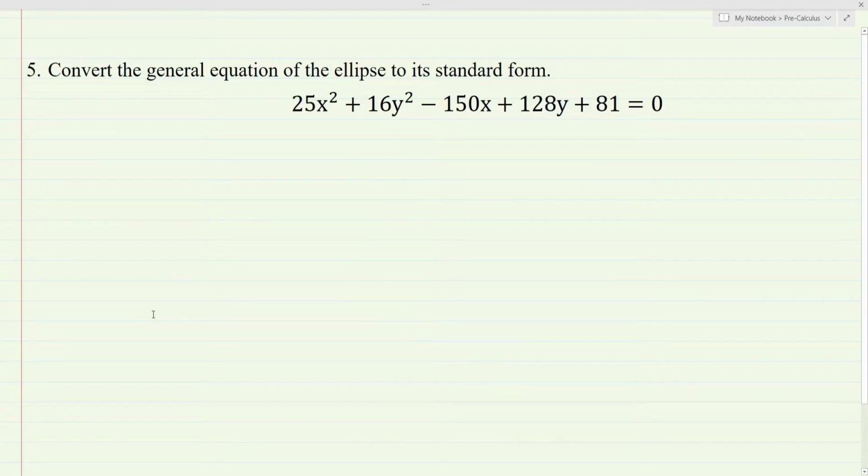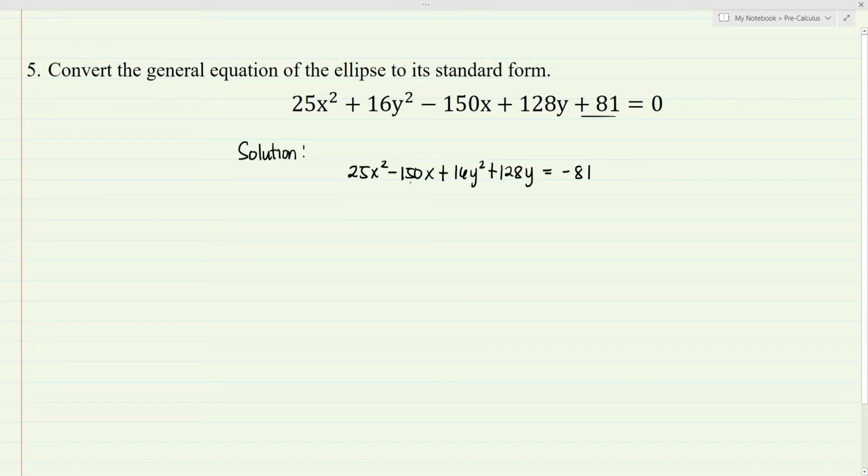Okay, so for problem number 5, we have here 25x squared plus 16y squared minus 150x plus 128y plus 81 equals 0. Again, similar to the previous problem, we will start by rearranging the terms so that the terms containing x and y are next to each other. So I will write down here first the terms containing x. I will start with 25x squared, followed by negative 150x, followed by the terms containing y. I will have here 16y squared plus 128y. Then as for the constant, 81, I will have to transpose that one to the right side of the equation.